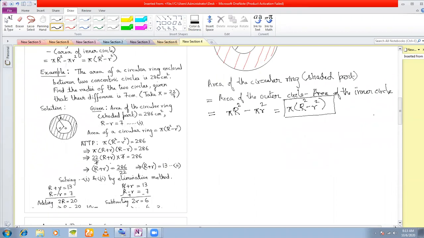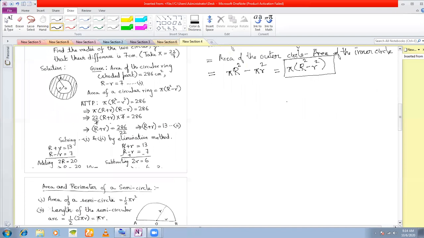The area of a circular ring enclosed between two concentric circles is 286 centimeter square. So the area of the shaded part is actually given to you here, which is 286 centimeter square. Find the radii of the two circles given that the difference of the radii is 7 centimeter. What do you mean by difference of the radii? It means capital R minus small r, the larger radius minus the smaller radius. That's what the difference of the radii means.